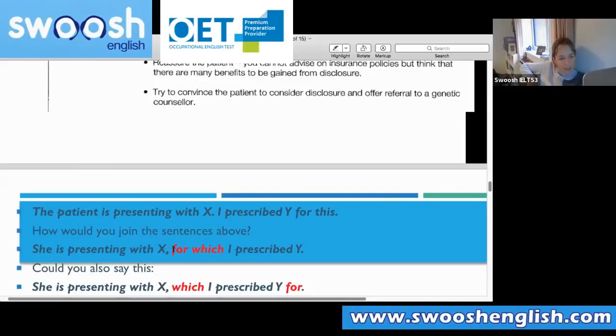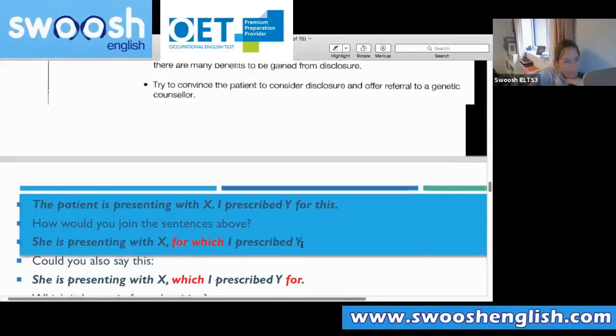And I used this example because this is very common, right? In your situation, in the type of letter you're going to be writing. I mean, it's not always the case, but quite often you would say something like this, right?